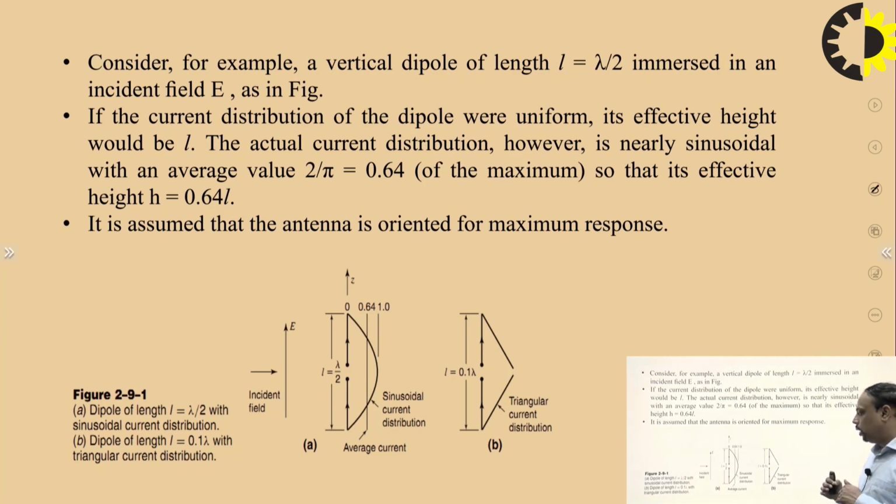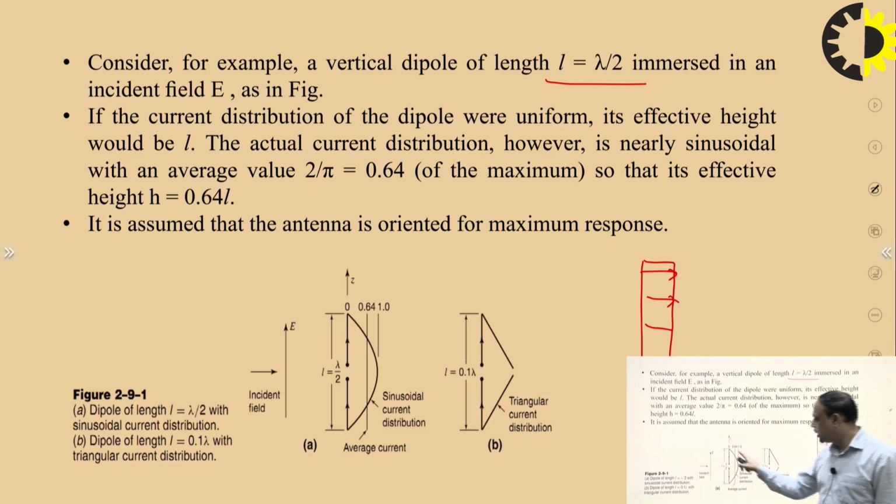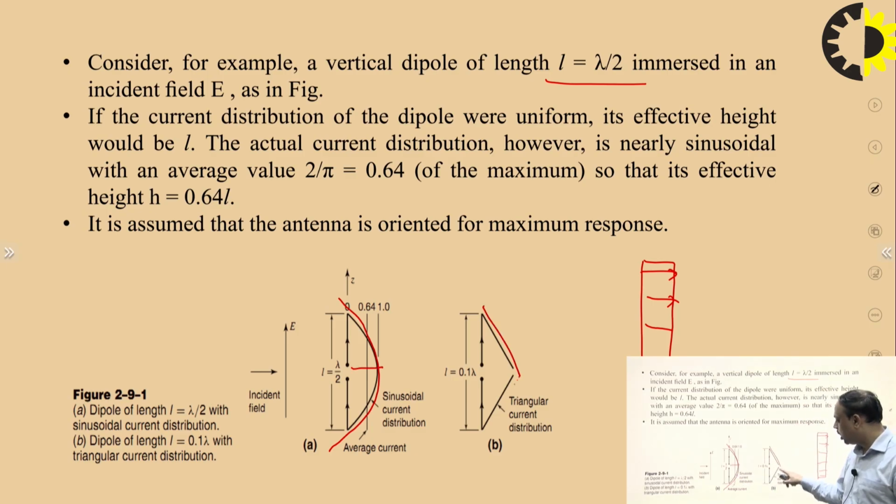Now the effective height or effective area of the antenna also depends upon the type of the current that is flowing in the antenna. Like if we consider a lambda by 2 antenna over here, and the current distribution is not linear. For the linear current distribution, the current is constant at all points over the complete length, while in this case the current distribution is sinusoidal. It is minimum at the edges and maximum in the center. In this case it is triangular. So if this kind of current distribution is here, the effective height is going to be reduced.